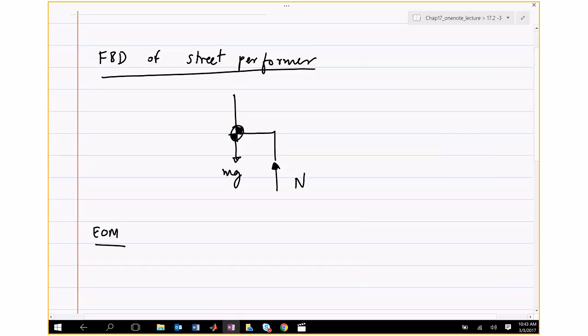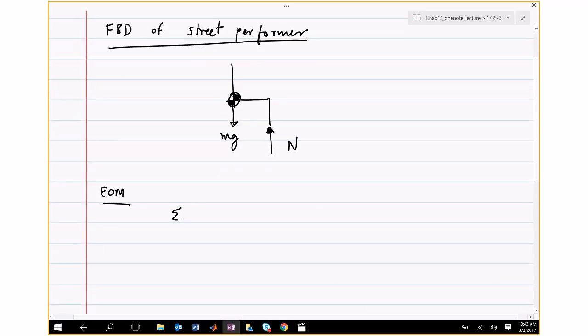If you write the equations of motion, in the x direction, the net force in the x direction is 0, and this person is not moving in the x direction, so 0 is equal to 0. So that's true. In the y direction, mass times ay is the net force in the y direction: mg acting down, normal force acting up, and the acceleration in the y direction is 0. So N equals mg.